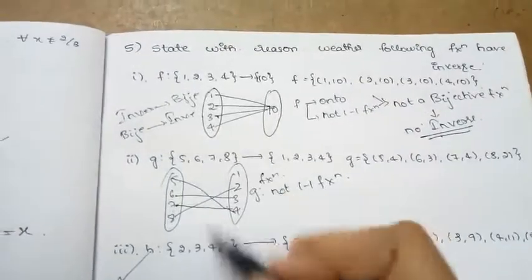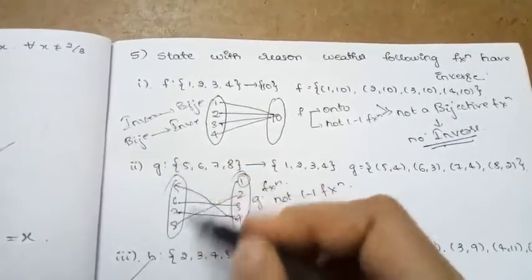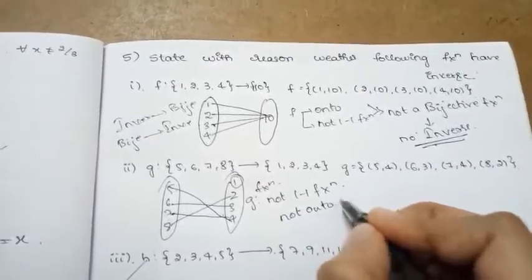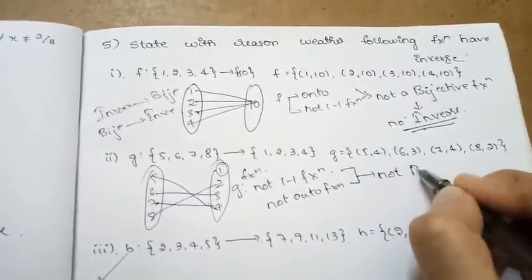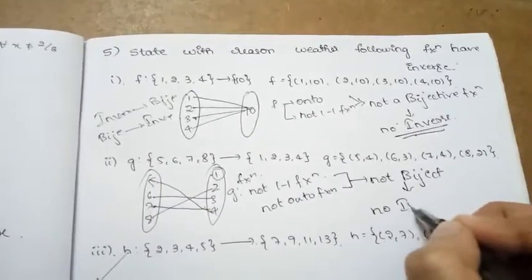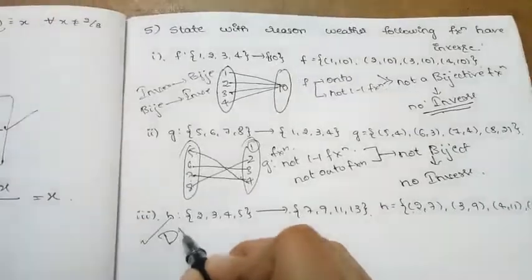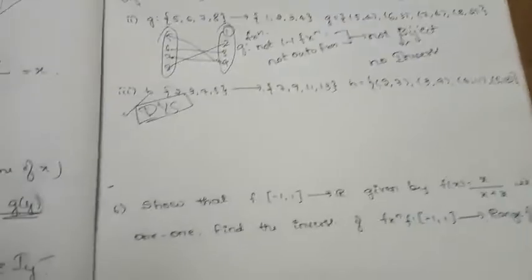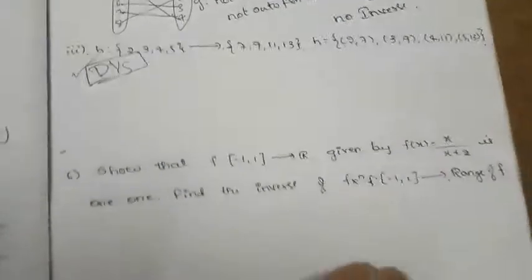And again, is it an onto function? No, 1 is not the image of any element present in the domain, so it is not an onto function either. Since it is neither one-one nor onto, it is not a bijective function. Since it is not bijective, what does that imply? It has no inverse. Similarly, you can do it for the third one, but this is for yourself. Do it by yourself. By doing the mapping itself, you can find out whether it is bijective. If it is bijective, the inverse exists. If it is not bijective, then the inverse does not exist.